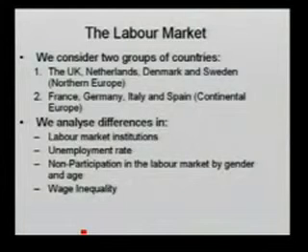Okay, the labor market. Here we consider two groups of countries, Northern Europe and Continental Europe. This was another important result from the previous analysis: there are large differences across countries. As you've seen from the previous analysis, each country is in its own position and has different indicators of performance.